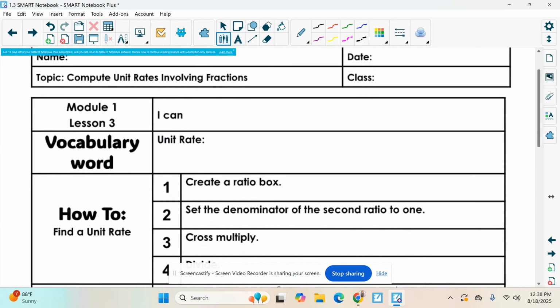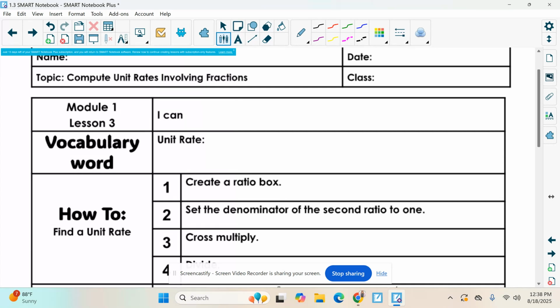Alright, so I can compute ratios that involve fractions. It's basically what we're doing. We're basically calculating unit rates when we have fractions. Well, our vocabulary word today is unit rate. Now, we've had this vocabulary word before. We had it in lesson 1. And then we shortened it and made notes on it. Okay?